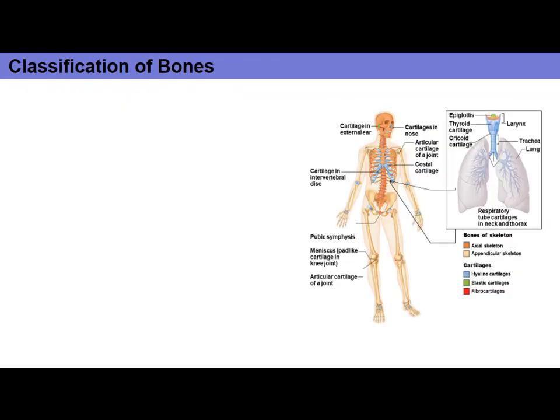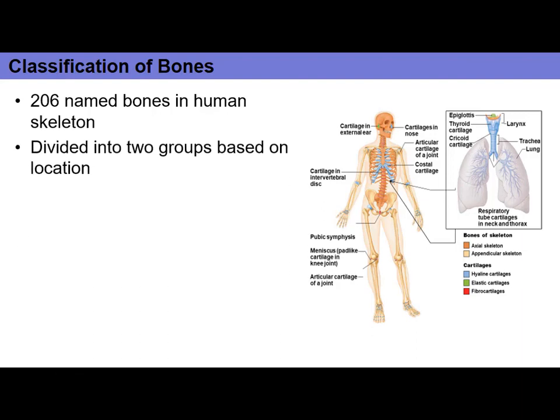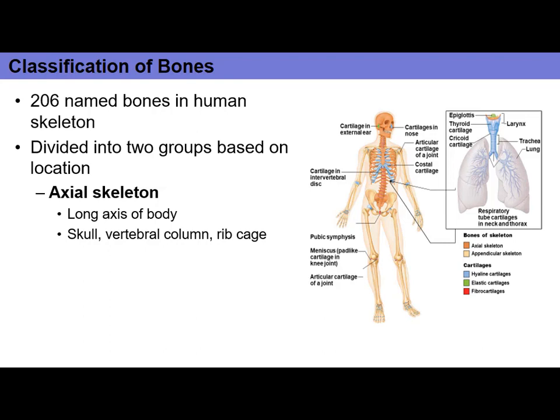Now, when we classify bones, bones can actually be grouped into different categories. So first thing you need to know is there are 206 named bones in the human skeleton. You're not going to have to know every single one. You will have to know a lot of them, though. They're divided into 2 groups based on their location. So, of course, the axial skeleton is going to be along the long axis. So think about straight down the center, like you see here in the dark orange. That's going to be your skull, your vertebral column, your rib cage.